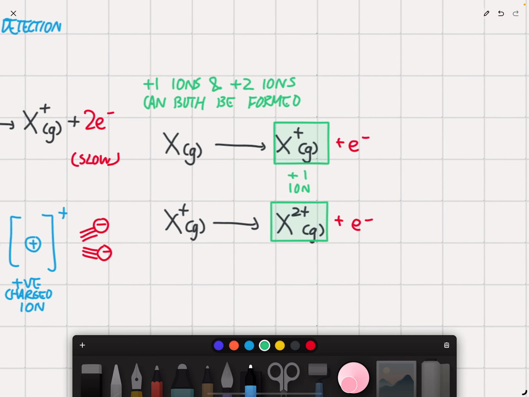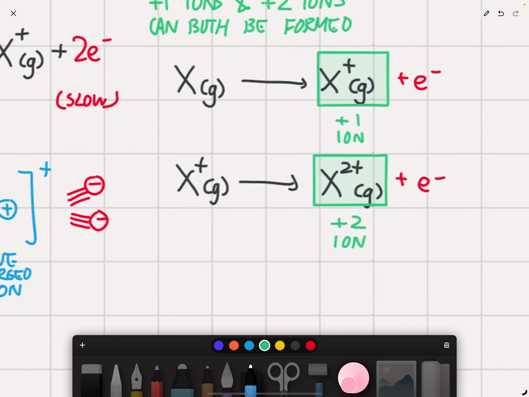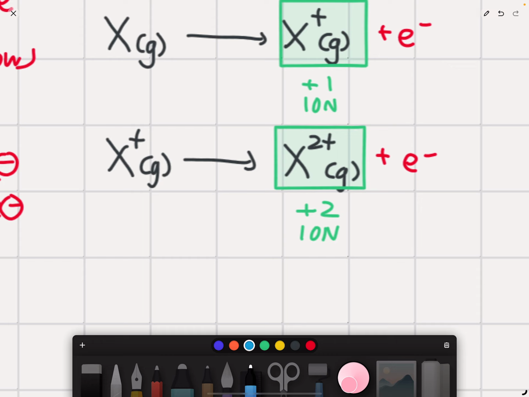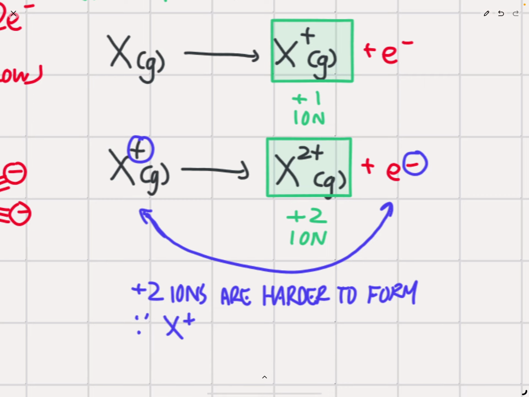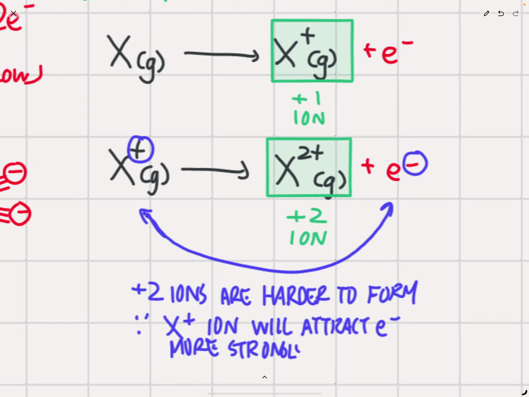So why is the +2 charged ion less likely to form? That's because it's derived from an already positively charged ion. So it's harder for this ion to lose electrons, as they will attract. The electrons and the positive ion will attract, as one is positive, one is negative. So +2 charged ions are harder to form, because the X+ ion will attract electrons more strongly than in the case of the +1 charged ion.